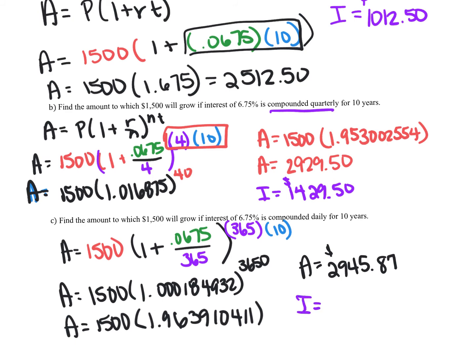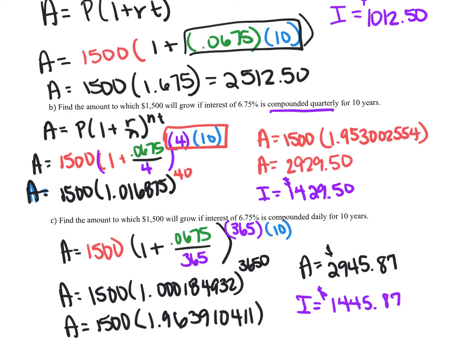And here, notice my I, the interest that I've gained on that, is $1,445.87. So notice that as I compound more, I'm going to gain more interest. So the more I compound, the more I gain.